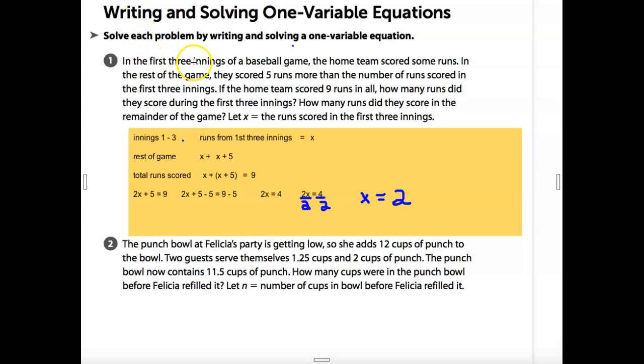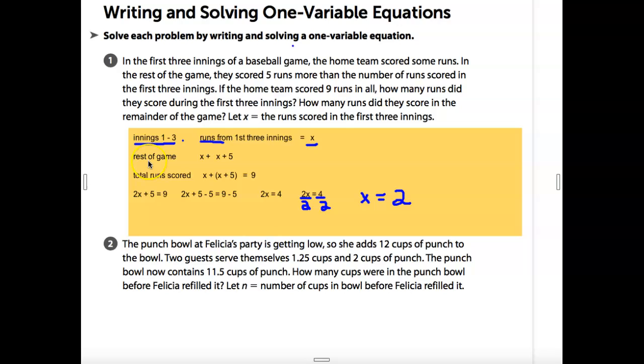It says in the first 3 innings of a baseball game, the home team scored some runs. In the rest of the game, they scored 5 runs more than the number of runs scored in the first 3 innings. So in the first 3 innings, 1 through 3, it just says they scored some runs. So we're going to call that X. We don't know how many runs they got in the first 3 innings. That's what we have to find out.